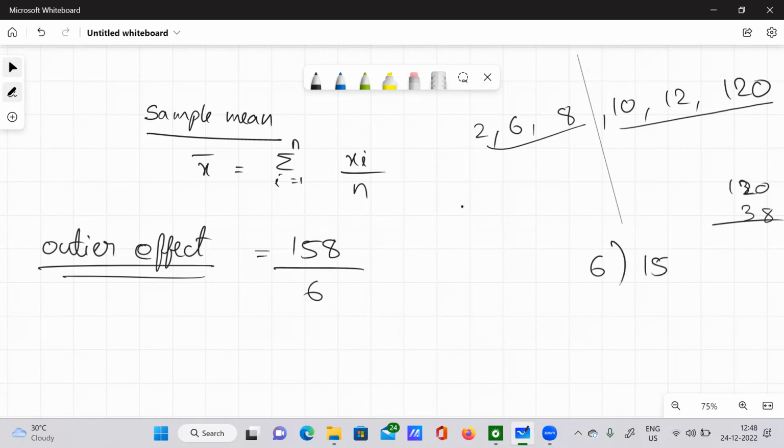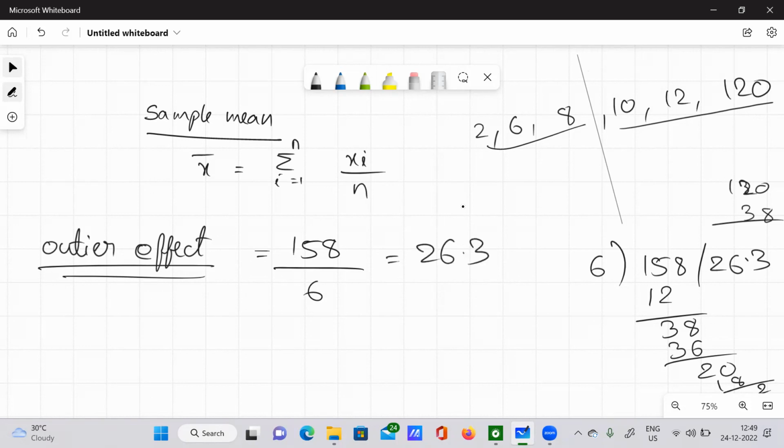Okay, so do the calculation here. 6 2s are 12. 3, 8, 6 6 are 36. 2, 0, 6 threes are 18, 2 here. So maybe around 26.3. So at 26.3, there lies our mean. Okay, here it is showing 26.3 is our mean.